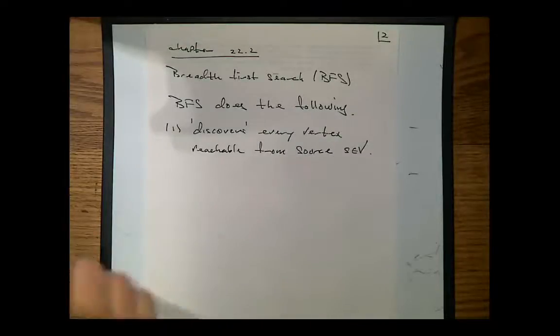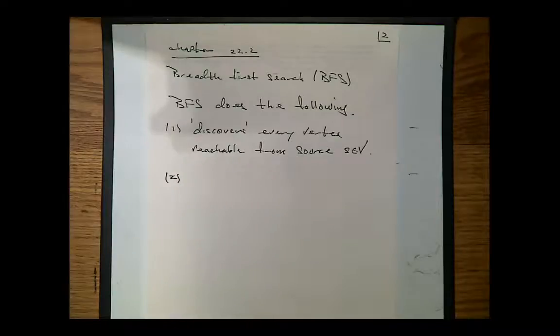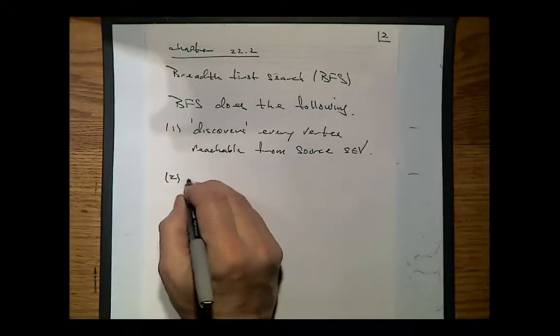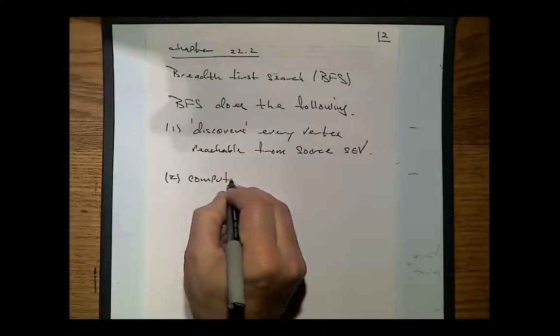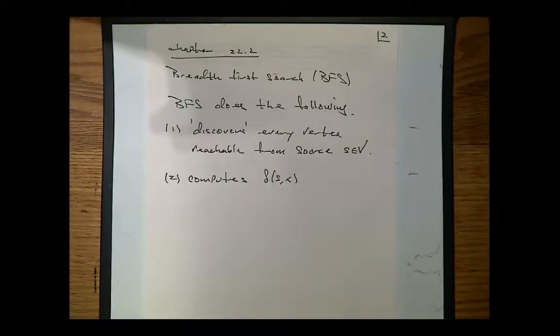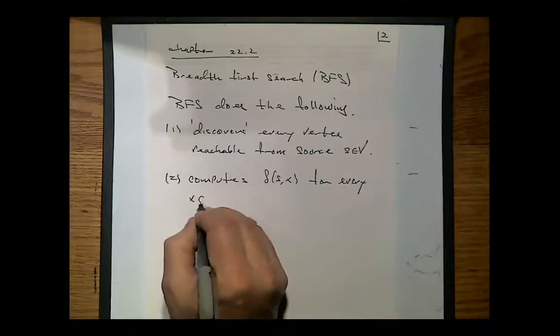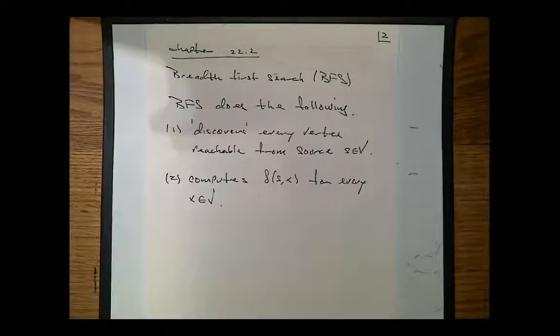Now, what do I mean by discovers? We'll just see what that means. That's why I put it in quotes. I mean, how does the algorithm discover something? 2, it computes delta Sx for every x in V. Not just the ones reachable from S, but even the ones not reachable from S. Of course, in that case, the value of delta Sx is what if x is not reachable from S? What is that value? Not 0.